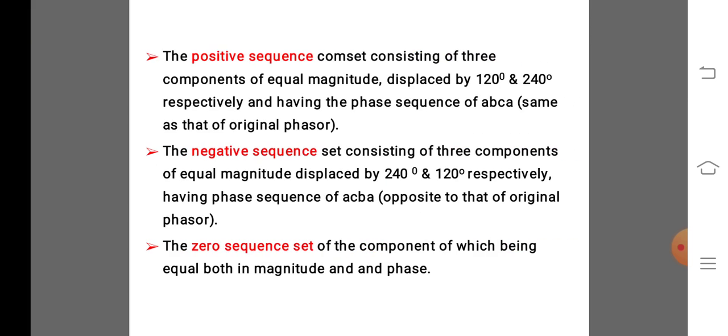The positive sequence set consists of three components of equal magnitude displaced by 120 and 240 degrees respectively, and having the phase sequence ABC, the same as that of the original phasors. The negative sequence set consists of three components of equal magnitude displaced by 240 degrees and 120 degrees respectively, having the phase sequence ACB. Then the zero sequence set consists of components that are equal both in magnitude and phase.